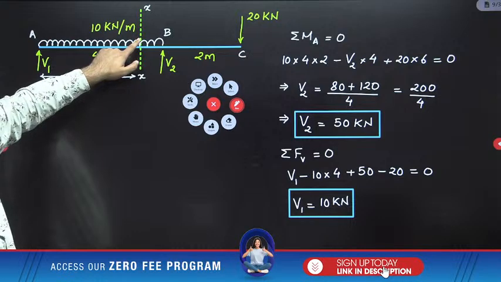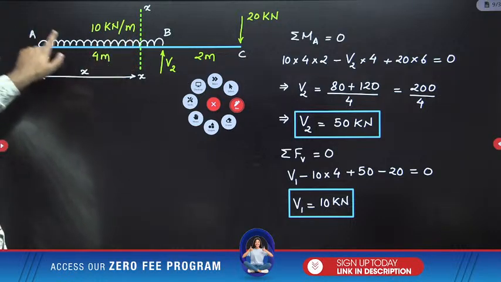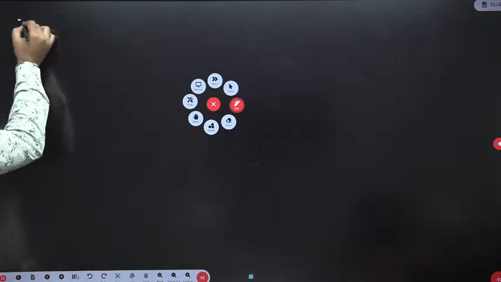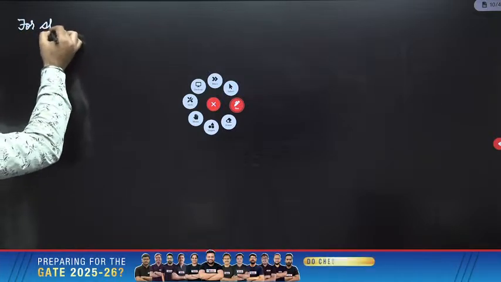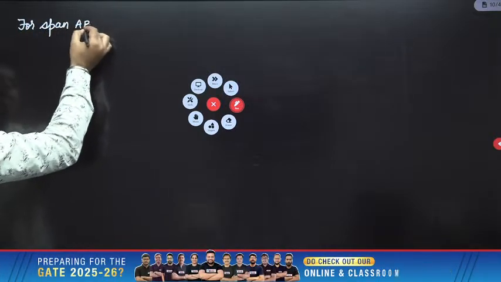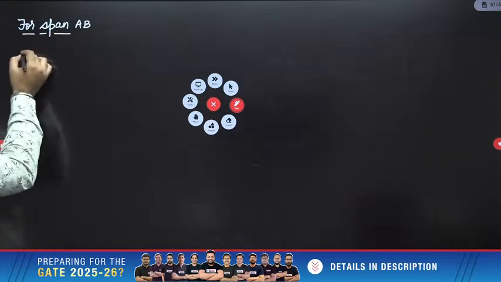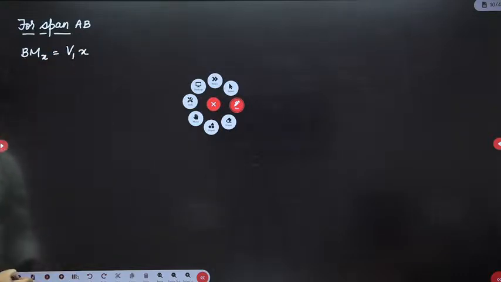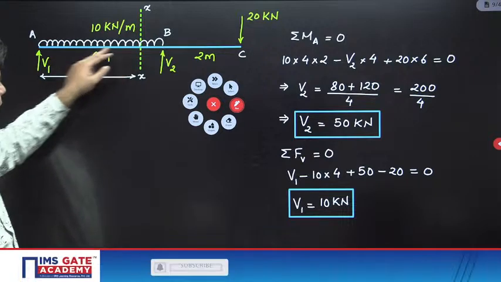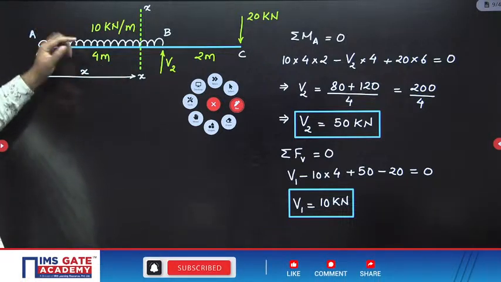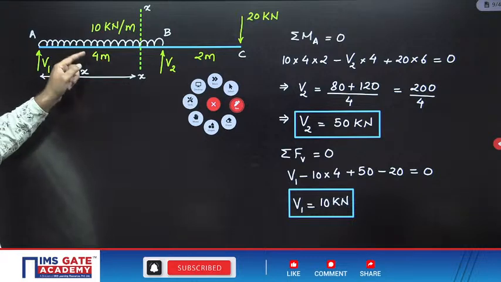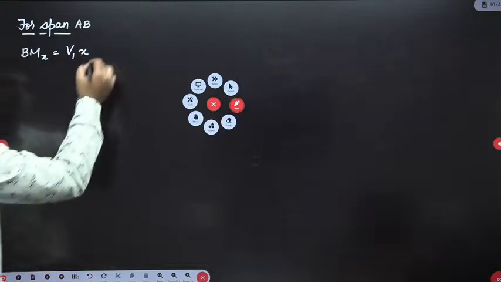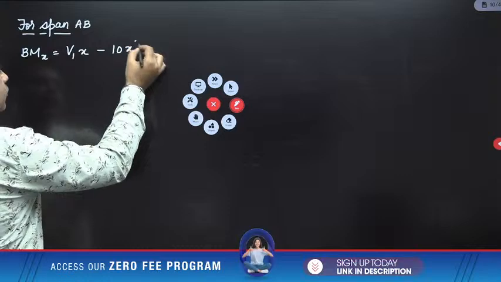The value of bending moment over this section XX will be equal to sagging moment due to this V1, value will be V1 into X. So for span AB, the bending moment will be V1 into X, which is a sagging moment. And second, due to this UDL, you will have the hogging moment, 10 into X is the total load, into X by 2 is the distance between CG of this UDL and this section XX. So this will be minus 10 into X square by 2.